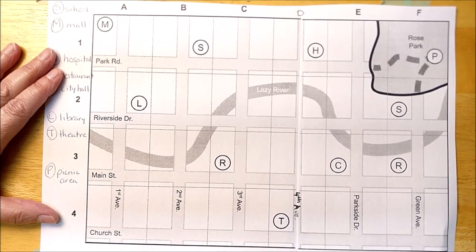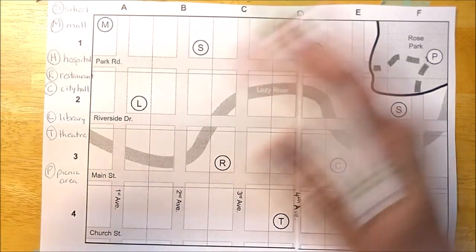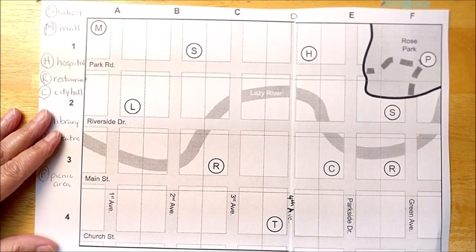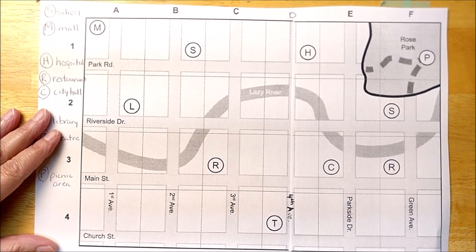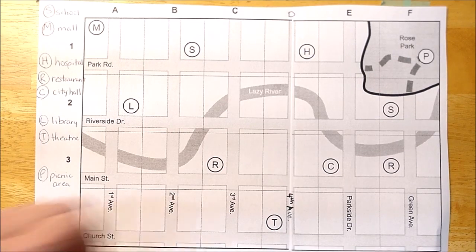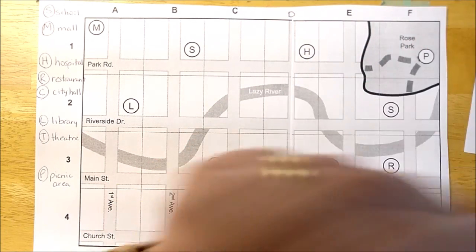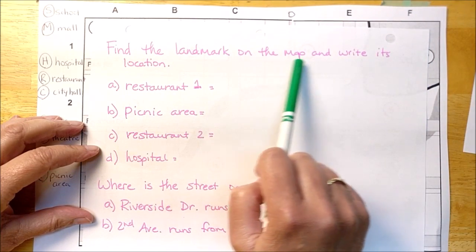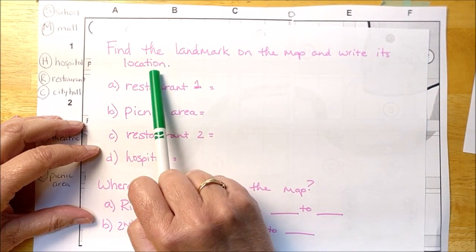And then it tells us that 1 centimeter on this map is really 100 meters. They wouldn't make the map all 100 meters because that would be way too big. So they've made it so that 1 centimeter on this map equals 100 meters. Now we are going to have to use that map, and we need to find the landmark on the map and write its location.